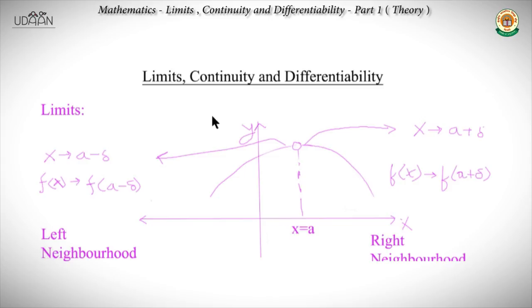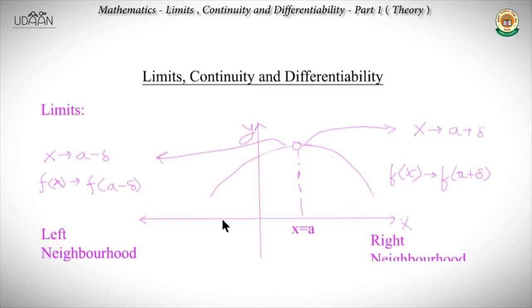So what is exactly limits? What do we exactly do in limits? Like you can see, there's a curve that can be seen on the screen. It points at x equals a. So when x tends to a plus delta, we call that the right neighborhood, and f(x) tends to f(a plus delta). Similarly, when x tends to a minus delta, f(x) tends to f(a minus delta). This is called the left neighborhood.